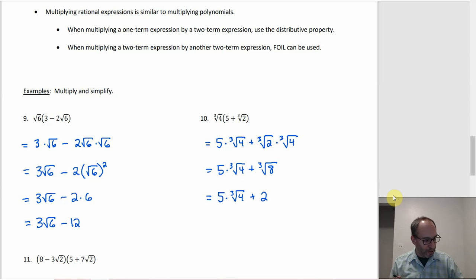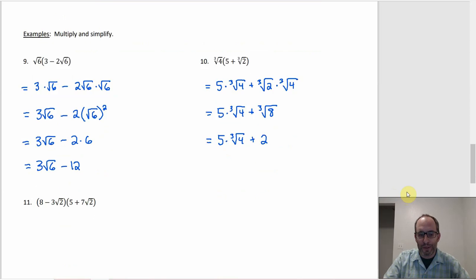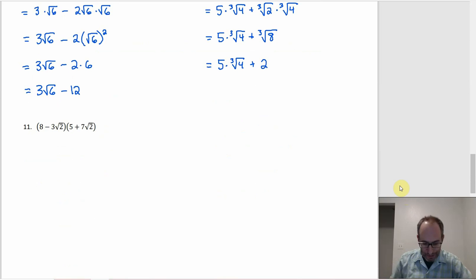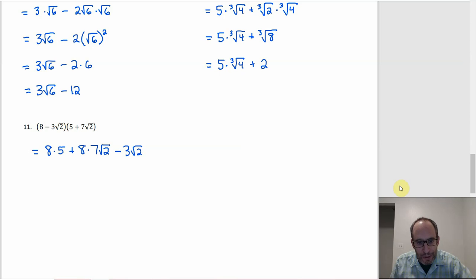All right, then 11, that's a FOIL, we said. And it most certainly is. So let's see. First, you'd have 8 times 5. Then outer, you're going to have 8 times 7 radical 2. Then inner, you'd have minus 3 radical 2 times 5. And then last would be minus 3 radical 2 times 7 radical 2. Okay. What happens with the last part, that product, that's the part that's going to be interesting.